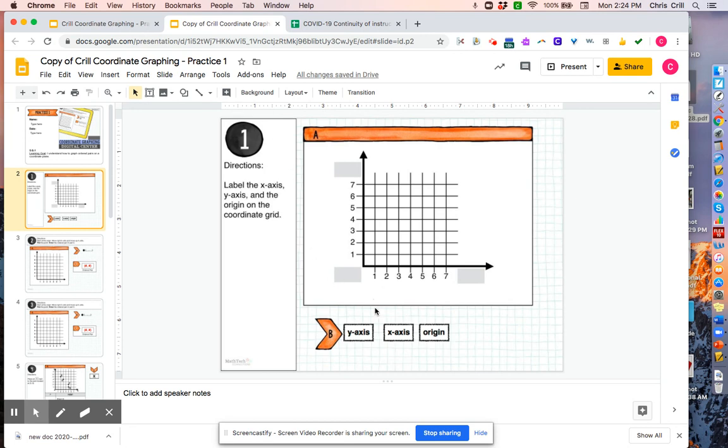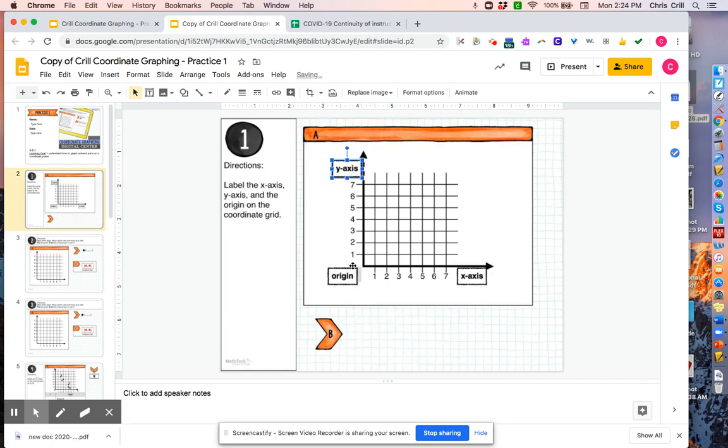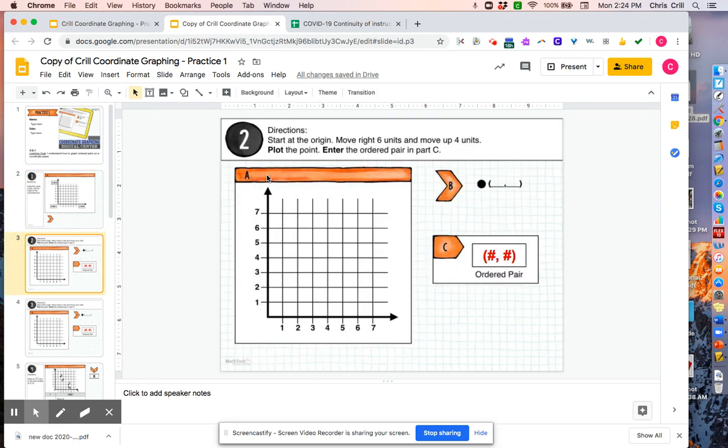So number 1 is reviewing some important vocabulary. Remember the origin is at 0, 0. That's where the y and x axes meet, and we always call that point the origin, and its coordinates are 0, 0. The x-axis runs horizontally, and the y-axis runs up and down or vertically. Let's move on to task 2.